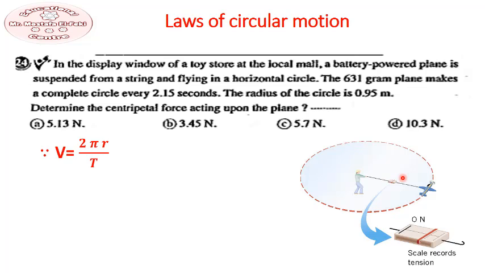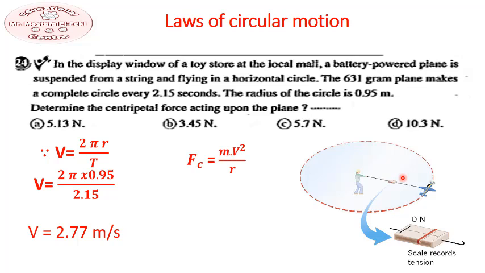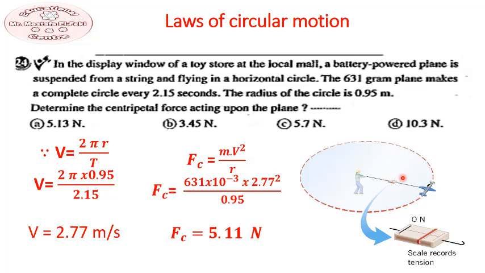Since the velocity equals 2 pi r divided by t, then the tangential velocity equals 2.77 meter per second, and the centripetal force equals mv square over r. So the centripetal force would be 5.11 Newton, approximately, from the answer equal 5.13 Newton.